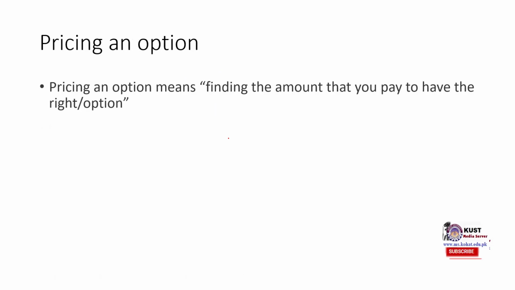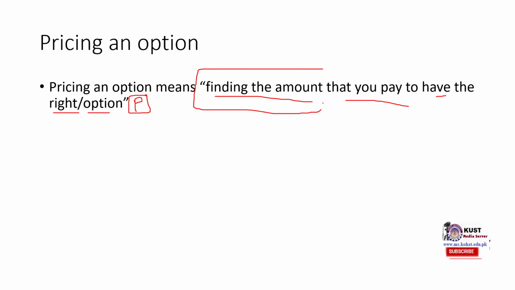So let's start with the idea of pricing an option. We had briefly discussed in the previous slide what pricing an option is. Pricing an option means finding the amount that you pay to have the right or the option. And if you remember, to buy a right, what do we pay? We pay premium. So when we say pricing an option, what we mean is we need to find the amount.